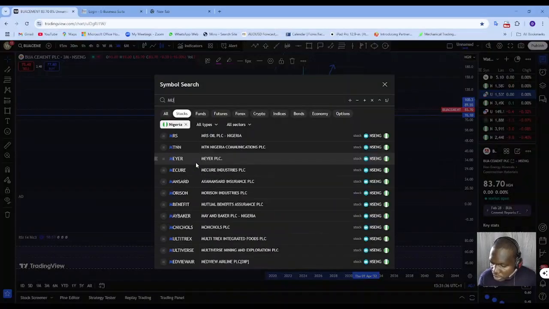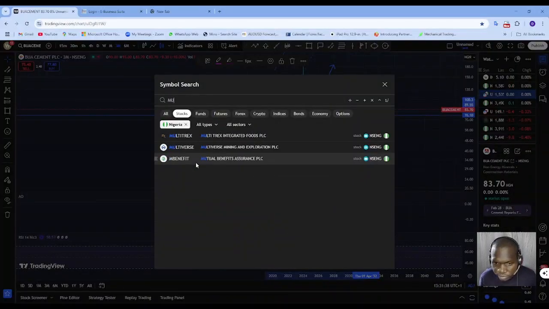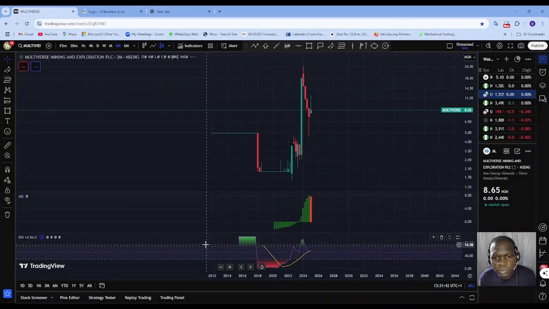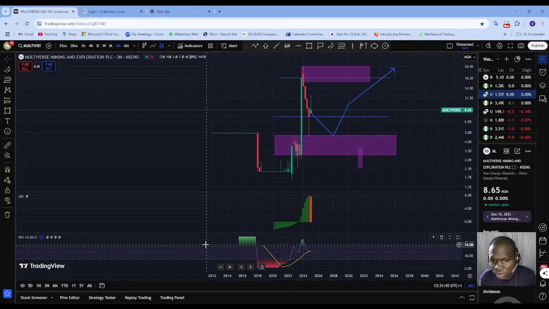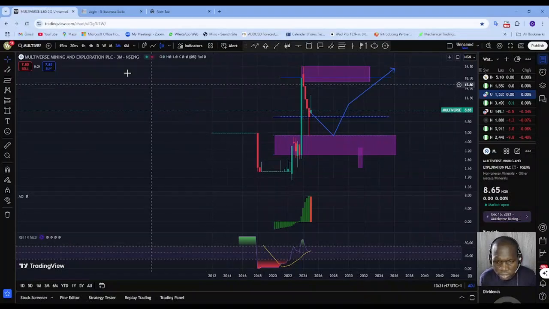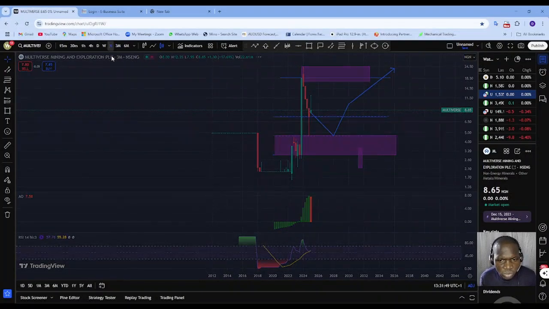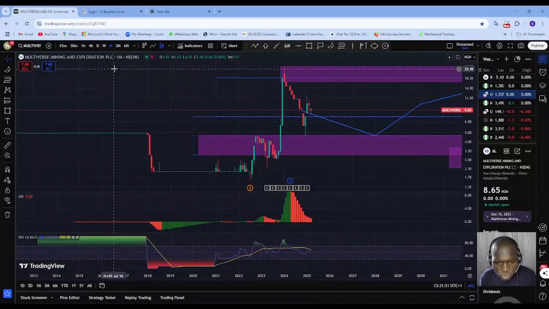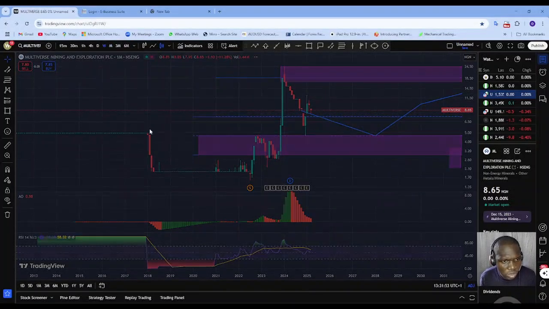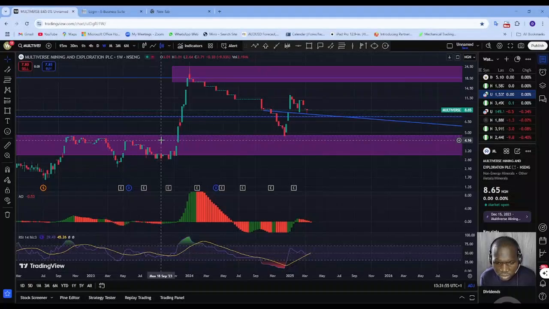Now, let's see Multiverse. Multiverse is also at a good range for entry. Okay, for Multiverse, I'm also buying Multiverse.